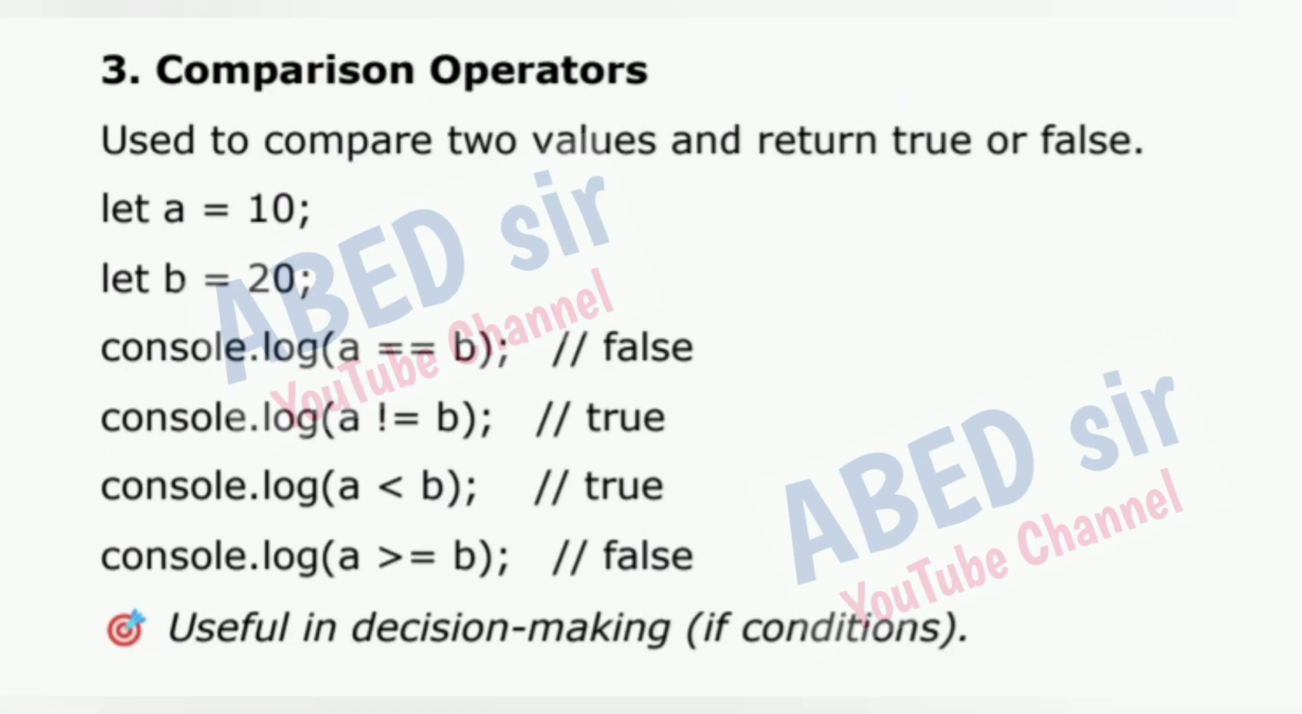3. Comparison operators. Used to compare two values and return true or false. let a = 10; let b = 20. console.log(a == b) gives false. console.log(a != b) gives true. console.log(a < b) gives true. console.log(a > b) gives false. Useful in decision-making, if conditions.